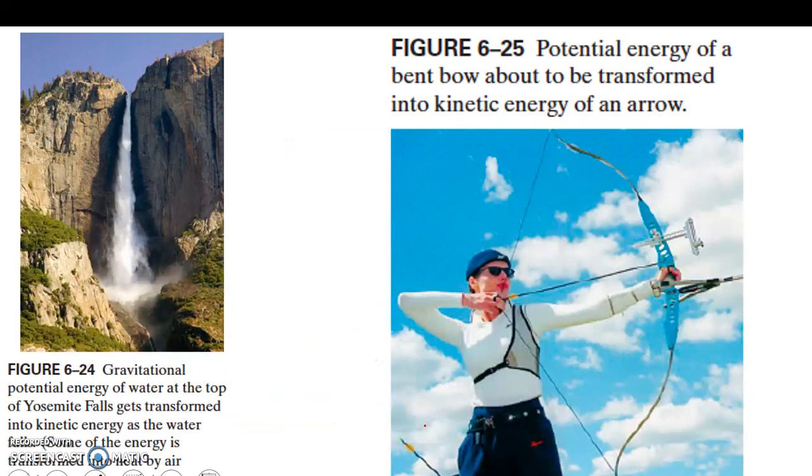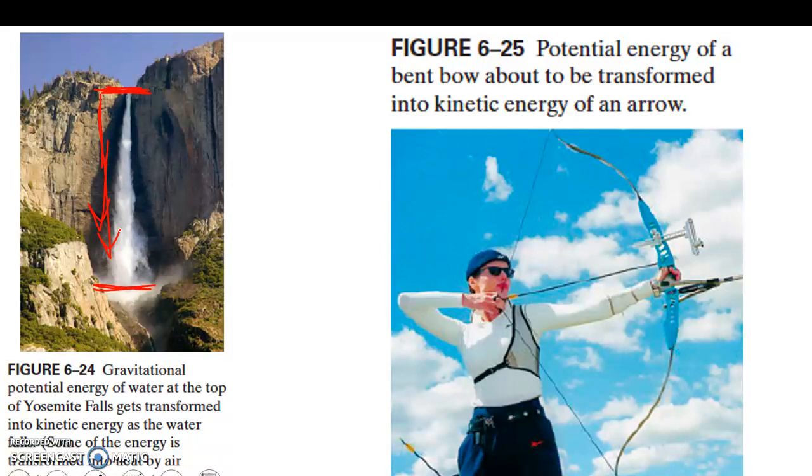Examples. We got water at the Yosemite Falls here, and that water's going down. Potential energy at the top gets transformed into kinetic energy as it falls. Obviously, some is lost as heat, and in the end, we don't get total mechanical energy being conserved because of the non-conservative forces. But potential and kinetic get conserved, they get transformed, I guess, from potential to kinetic.